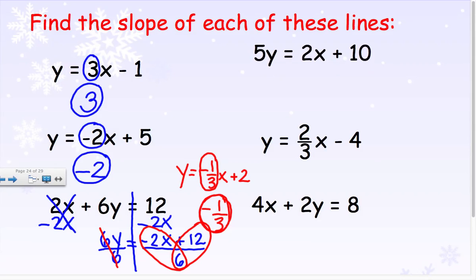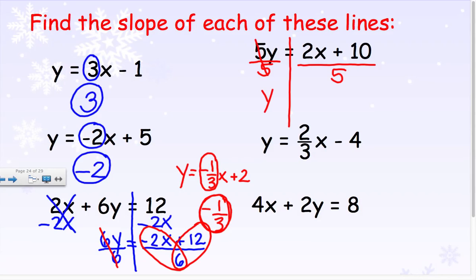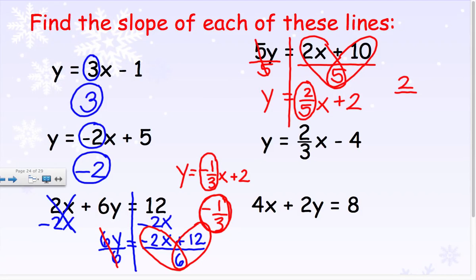5y equals 2x plus 10. I'm going to move that one up to give us a little bit more space because it is not in slope-intercept form, because that y is not alone. I have to divide by 5 in order to get the y alone. Y equals, I do my heart, 2/5 cannot be simplified, so I'll leave it as 2/5. 10 over 5 gives me 2. The slope in this line is 2/5, so my answer is 2/5.